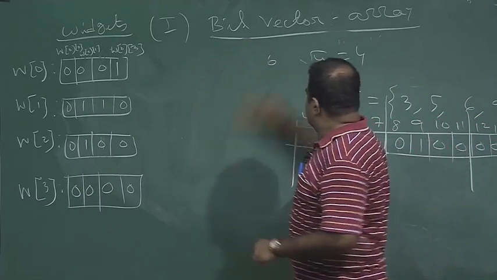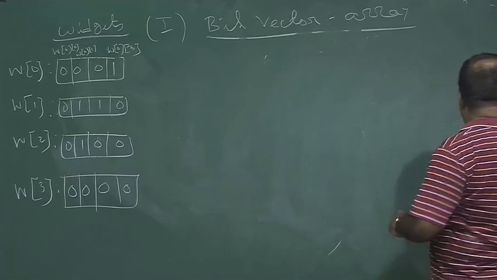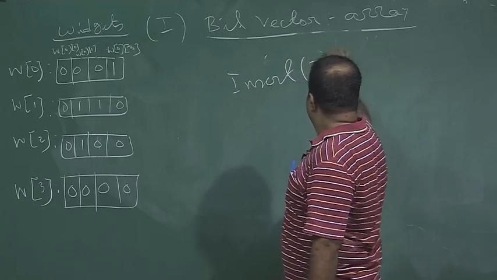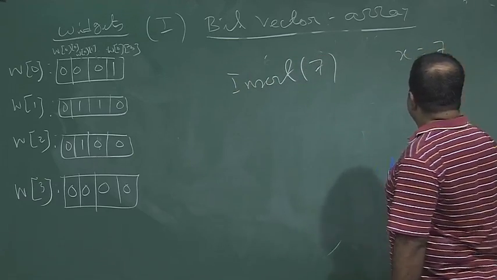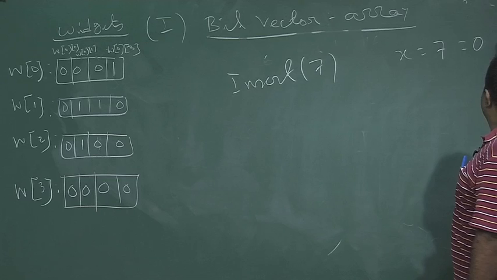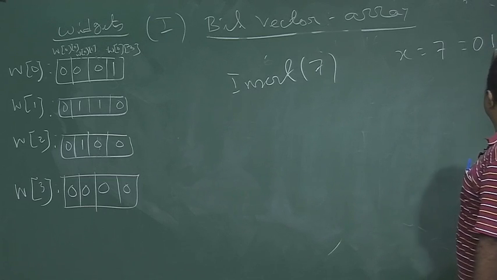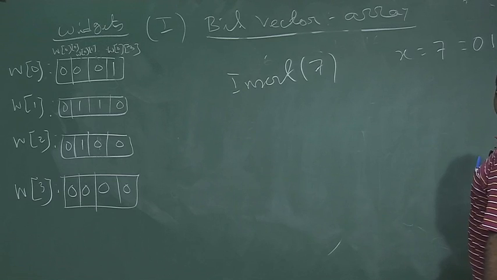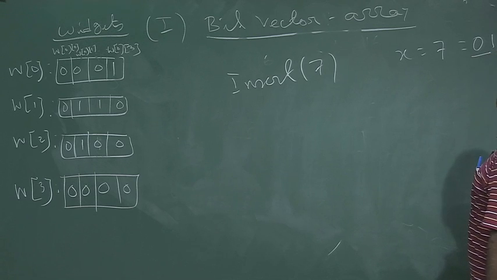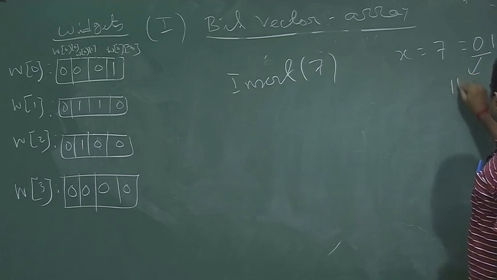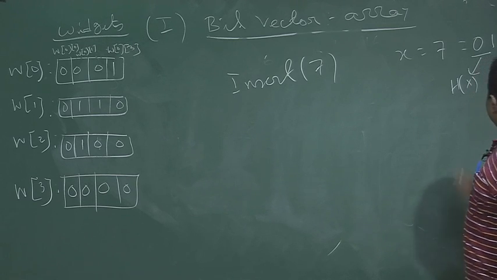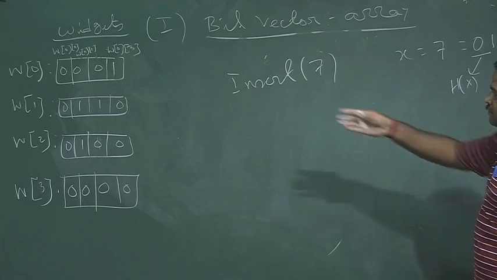Now, how can we insert an element? Suppose we want to insert 7, so x equals 7. How do we represent 7 in binary? 7 is basically 0 1 1 1, that is 4, 2, 1. This part we denote by high of x and this part we denote by low of x. High of x will give us the block number.